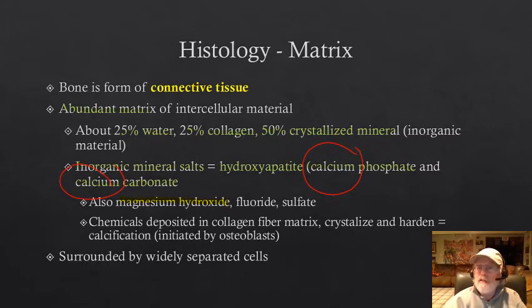When people have kidney stones, the majority of the kidney stones are calcium. Guess what another common type of kidney stone is? Magnesium, because it's actually very similar in chemical nature to calcium.